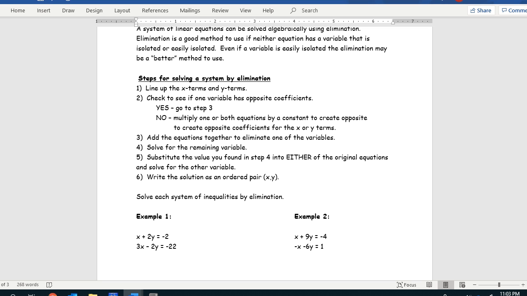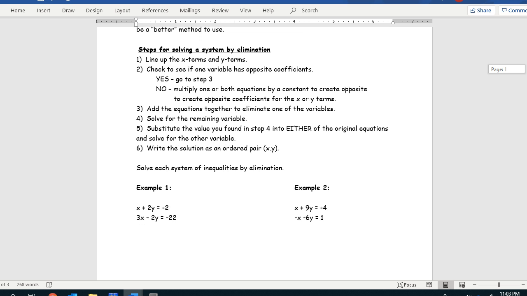If you're on to step 3, you'll add the equations together to eliminate one of the variables. Step 4, you will solve for whatever variable is remaining. Step 5, you'll substitute the answer you got from step 4 into either of the original equations. Solve for the other variable. And step 6, write your solution. So let's get to it.